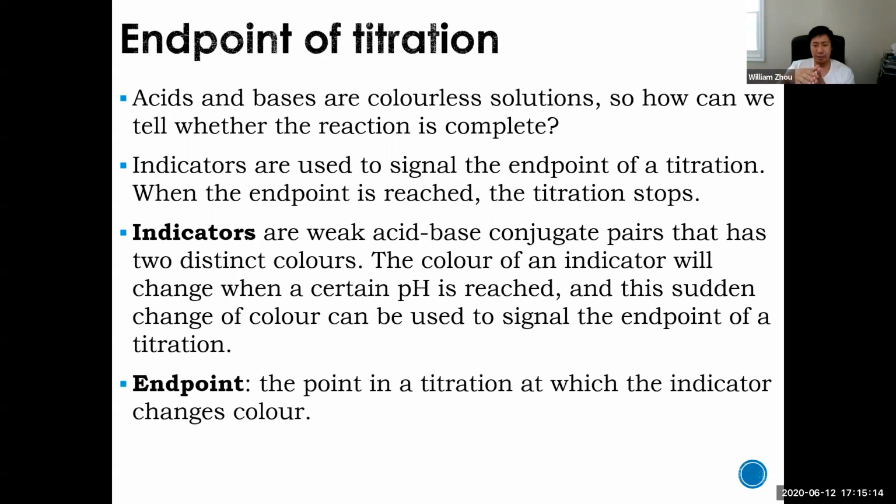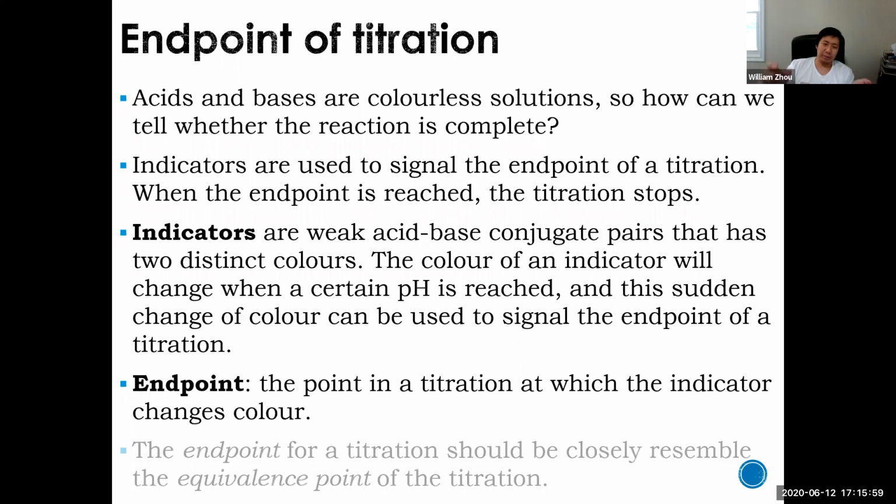The endpoint in a titration is the point at which the indicator changes color. Notice that this has a different definition from the equivalence point or the stoichiometric point. It's not the same thing. The stoichiometric point is when your reaction is complete. You have the same amount of acid compared to base. Your hydronium is exactly equal to the hydroxide. They all cancel out. That is your equivalence point. The endpoint is something entirely different. It is the pH at which the indicator changes color.